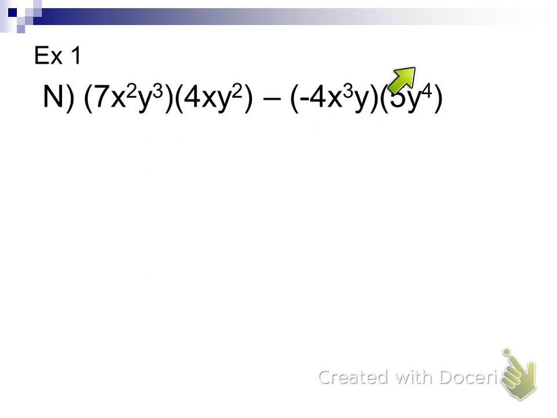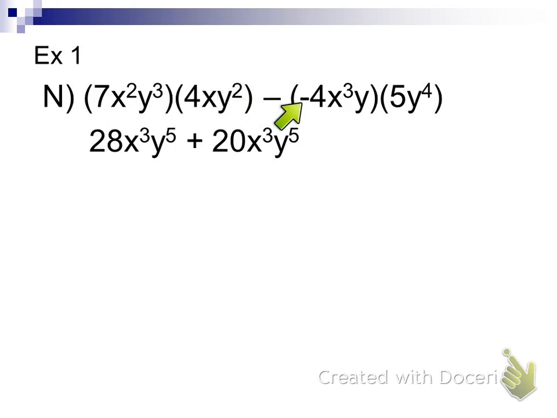Well, I can combine these. I can multiply back here too. So what is negative 4 times 5? Negative 20. What am I going to have for the x's? Very good. So the next step should look like this. And the plus sign came because we had minus negative 20.